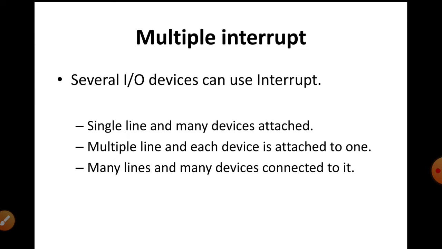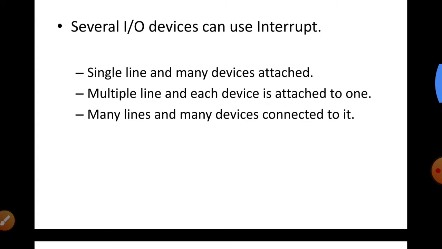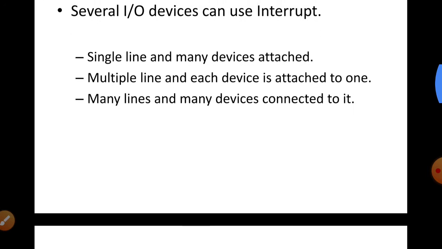Now, it may be possible that many devices are attached to the processor, so many devices may interrupt at the same time. So in 8085 there are three possibilities. There may be a single line through which the microprocessor can be interrupted, or there may be multiple lines. If there is a single line and many devices are attached, that is also called multiple interrupt. If there are multiple lines and each device is attached to each line, that is also an example of multiple interrupt. And if there are many lines and many devices are connected to each line, that is also an example of multiple interrupts.